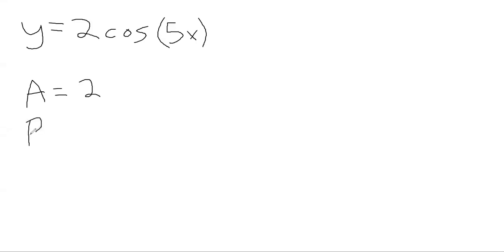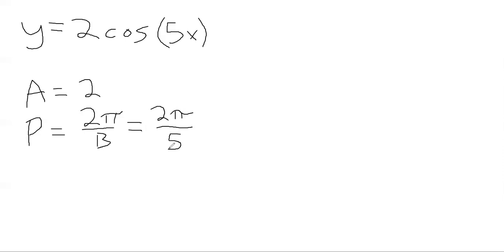The period, we're going to find exactly like a sine function. Period, we're going to take 2 pi and divide it by our b value. And the b value is always going to be the value that is multiplying our x. So in this case, our x is being multiplied by 5, so we can say that our new period is 2 pi divided by 5. And 2 doesn't divide by 5, and they don't share common factors, so there's nothing I can do to simplify that. That would be my period.